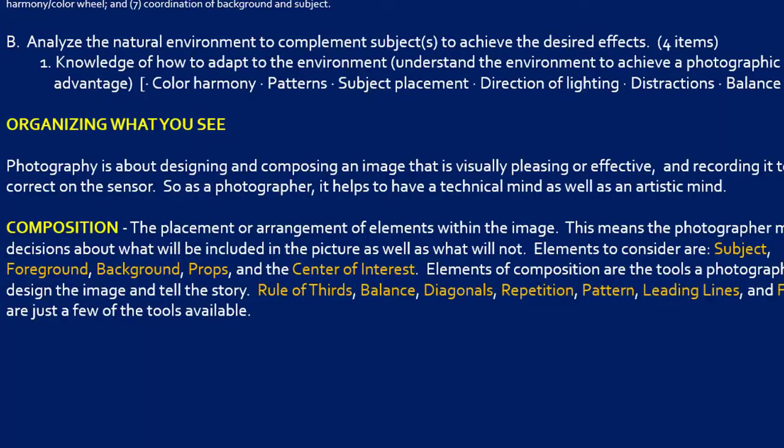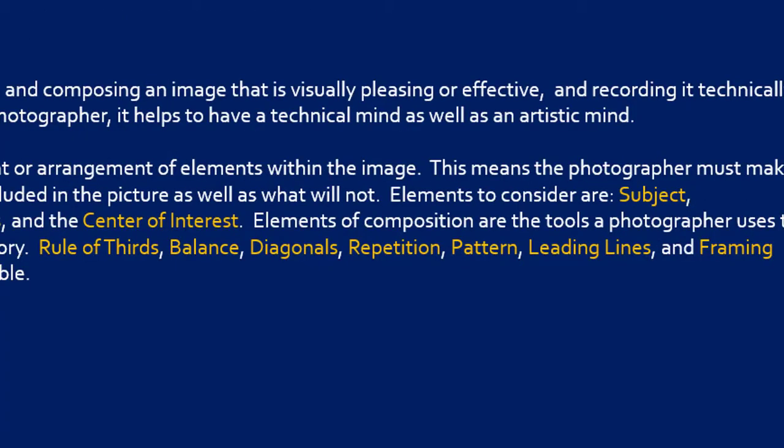Composition can be defined as the placement of the elements within the image. Now, as photographers, it's up to us to determine what's included in the photograph as well as what is not. Elements that we have to consider include subject, foreground, background, props, and the center of interest. The elements of composition are really the tools that a photographer uses to design and tell the photographic story. Rule of thirds, balance, diagonals, repetition, pattern, leading lines, and framing are just a few of the tools that we have available in our photographic tool chest.